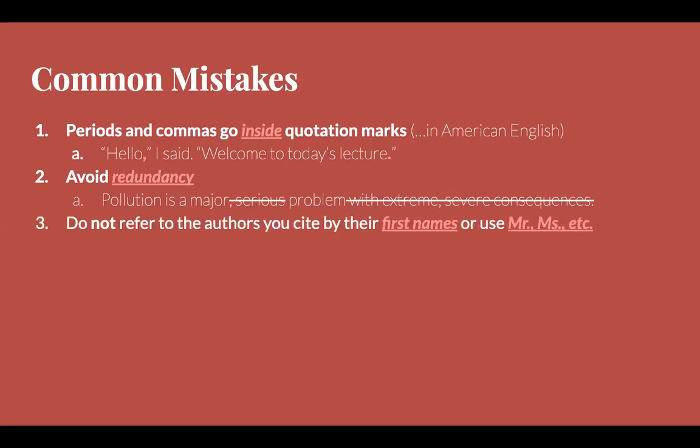Do not refer to authors you cite by their first names or use Mr., Mrs., etc. So let's see some examples here. Bad example: Chinggis wrote The White Ship, right? This is not appropriate. He's not your friend, right? A good example would be: Aitmatov wrote The White Ship, or Chinggis Aitmatov wrote The White Ship, right?